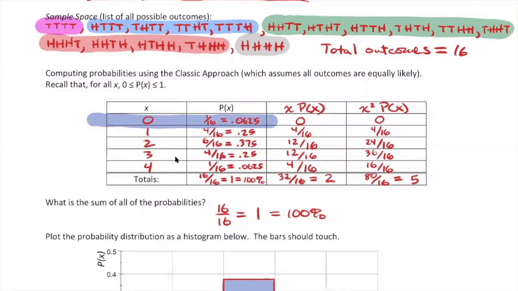Okay, so let's just denote here, this first, the 2 was the sum of x times p of x. That was 2. And then the 5 was the sum of x squared times p of x. So again, that's 5.